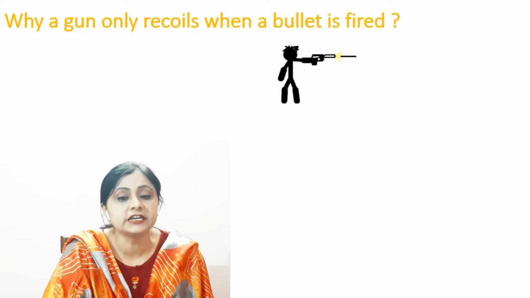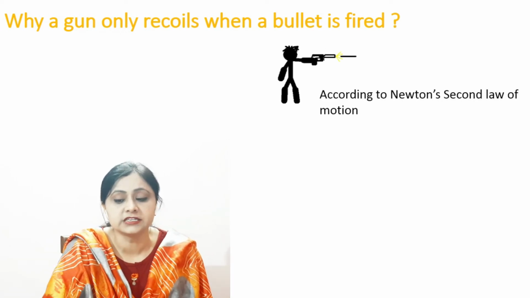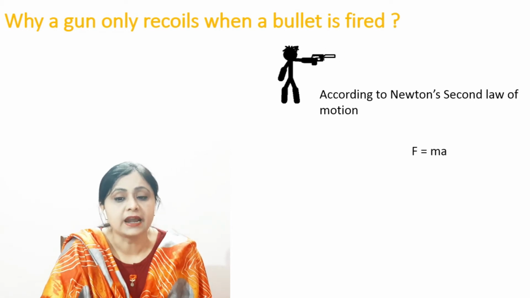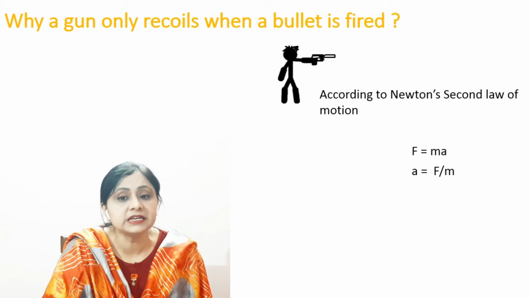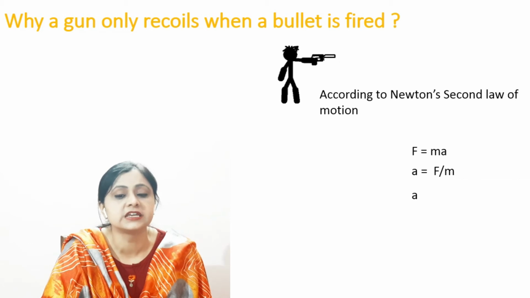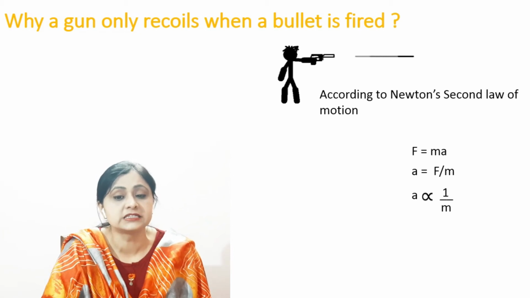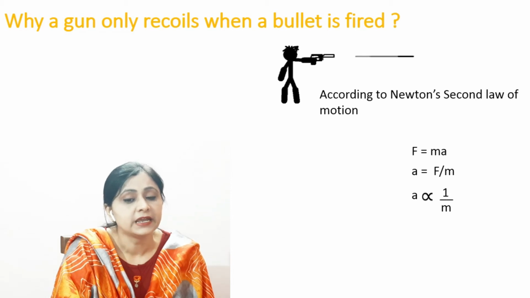What is the reason behind it? You have studied Newton's second law of motion. So according to Newton's second law of motion, F is equal to ma. And when F is equal to ma, it means a is equal to what? F upon m. It means acceleration is inversely proportional to mass. It means when the mass is more, acceleration will be less.